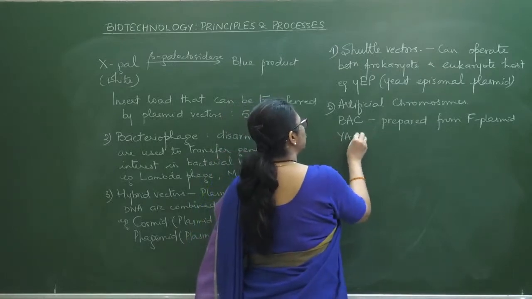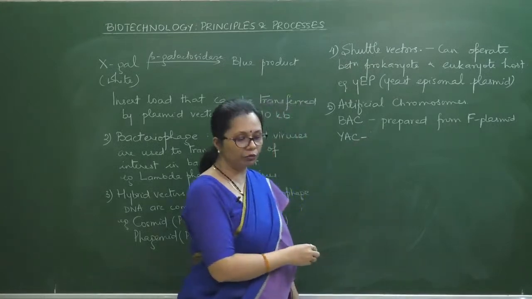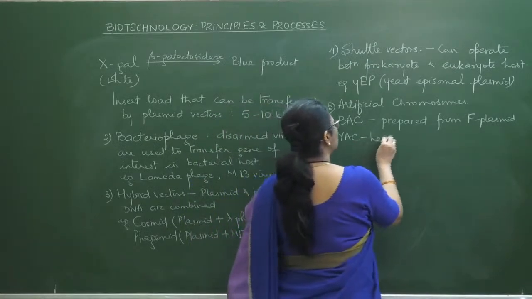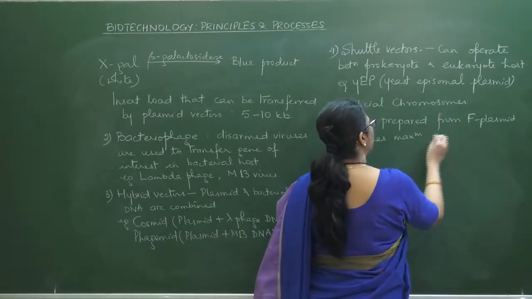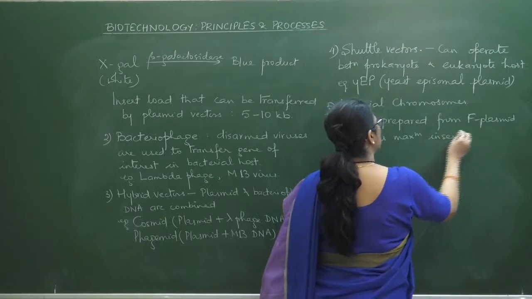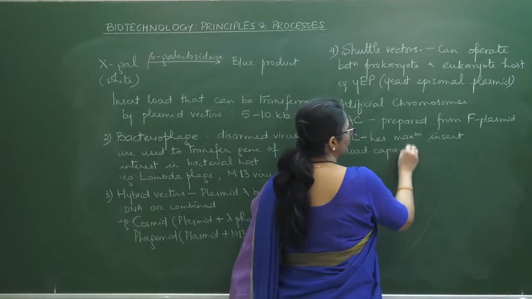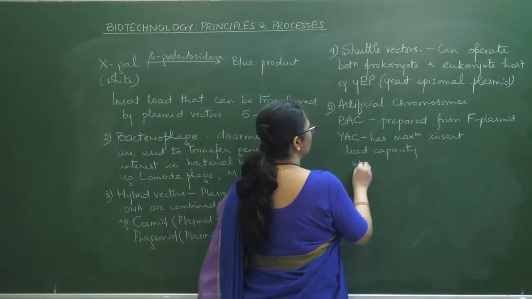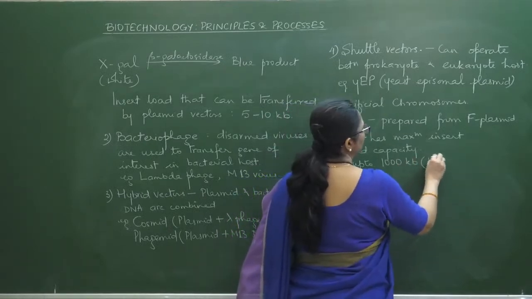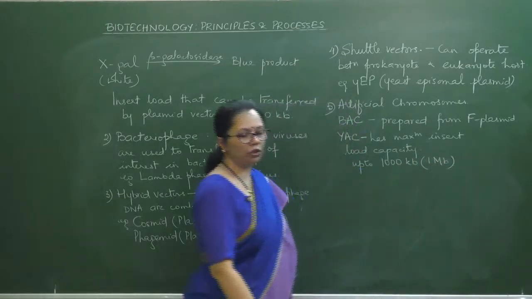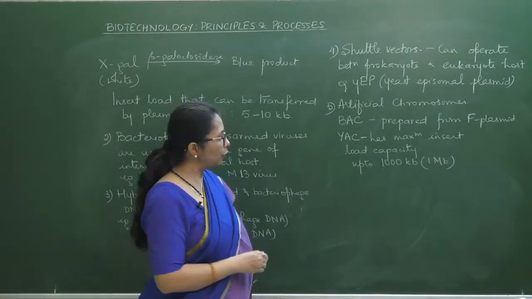And the other one, that is YAC. YAC is of course yeast artificial chromosome. This one has the maximum load capacity, maximum insert load capacity. This question has also appeared: it is up to 1000 kb, which can be 1 Mb, that is mega base pairs. So these are some of the important vectors.